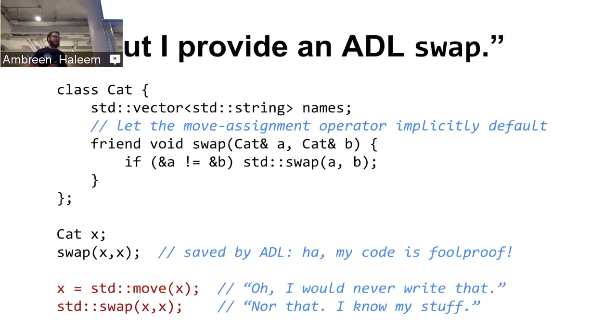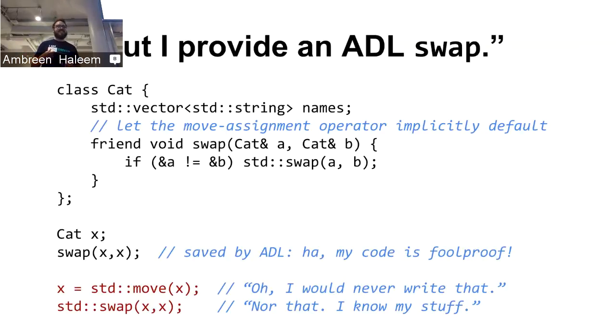You might say, okay, well, I don't have to worry about self-move, because I would never explicitly move something into itself. I've audited my code, and I don't do that. And I don't use unqualified calls to std swap. I always say, ADL swap of X with something, and because I implement my own swap, it will just work. My own swap maybe checks for self-move even. Haha, my code is foolproof.